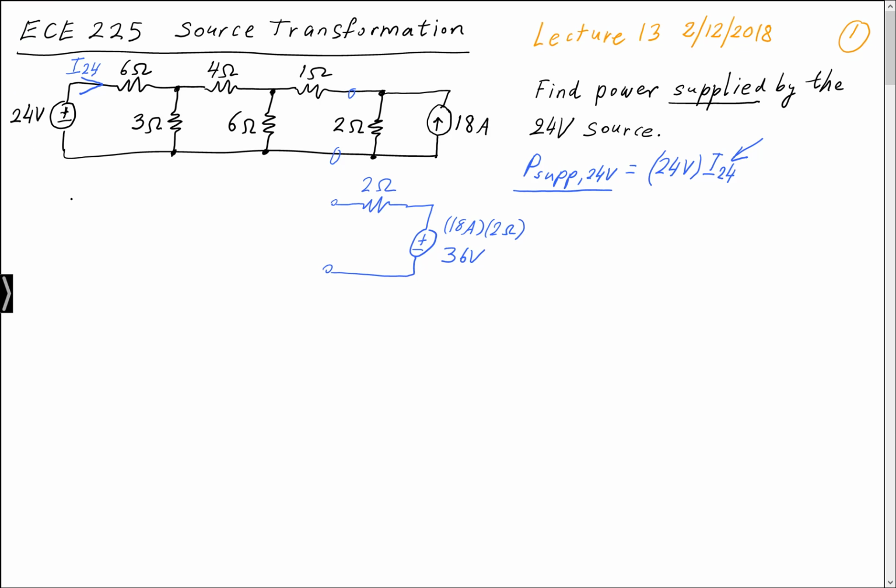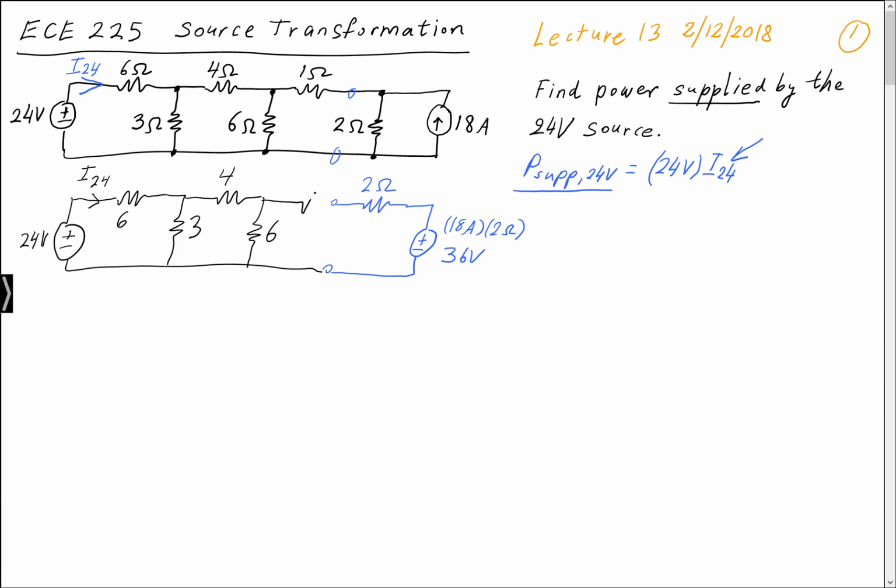Again, this involves a little bit of patience because we do need to redraw. Nevertheless, it's a straightforward thing to do. And remember, when we do source transformation, we're really doing the algebra on the schematic itself. So here's the 6 ohm, the 3 ohm, 4 ohm, here's another 6 ohm, and here's the 1 ohm.